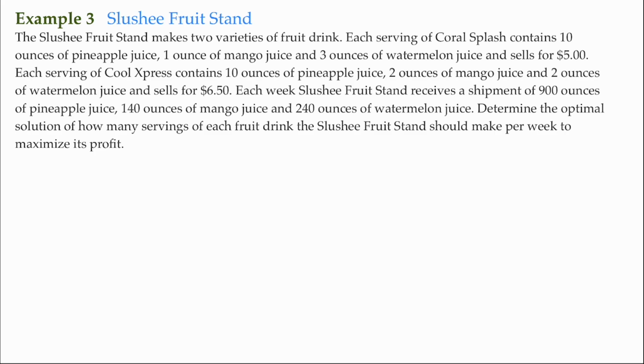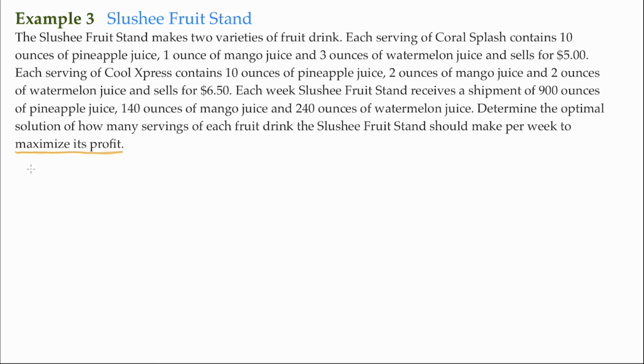Each week, the Slushy Fruit Stand receives a shipment of 900 ounces of pineapple juice, 140 ounces of mango juice, and 240 ounces of watermelon juice. Determine the optimal solution of how many servings of each fruit drink the Slushy Fruit Stand should make per week to maximize its profit. So again, the first thing we're going to do is establish the objective function. Now, the Slushy Fruit Stand wants to maximize its profit.